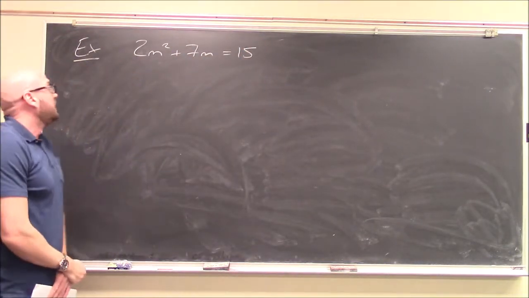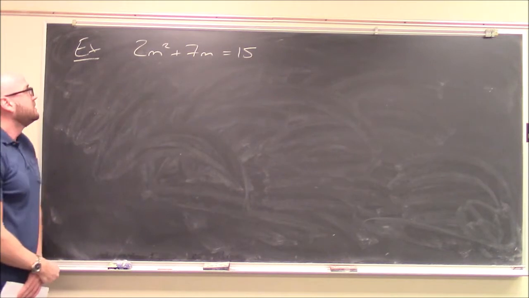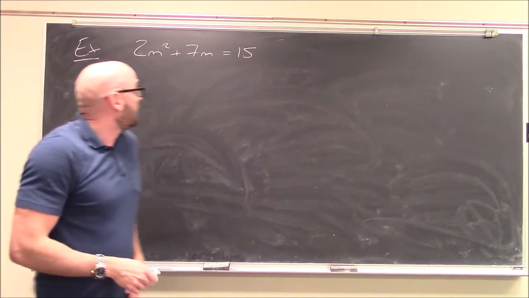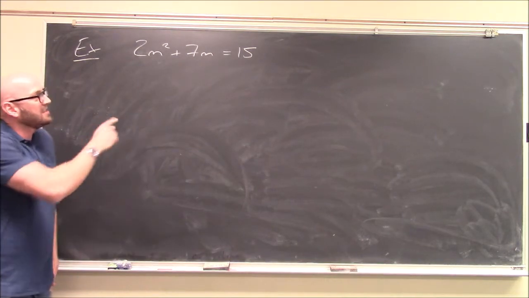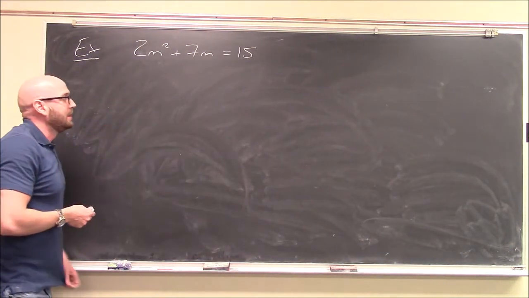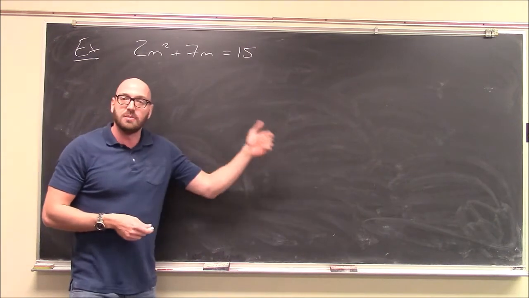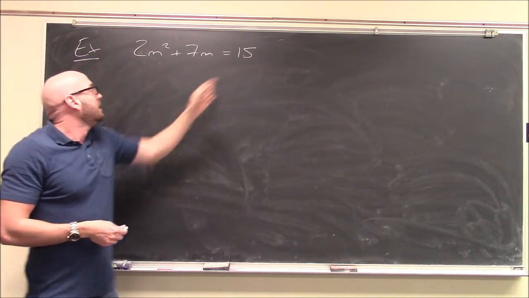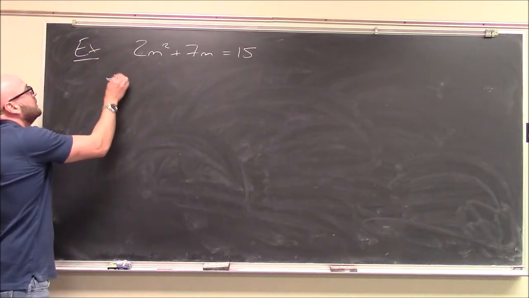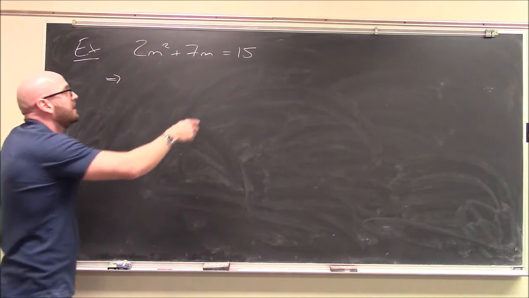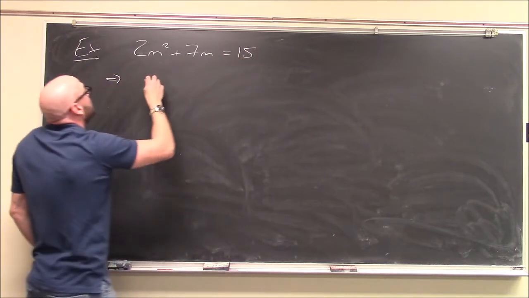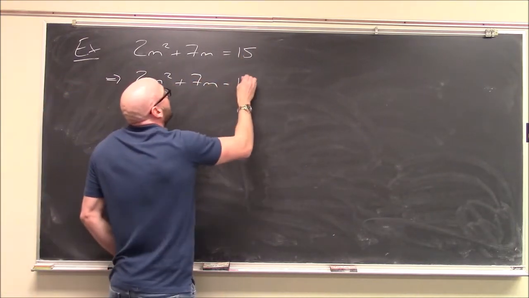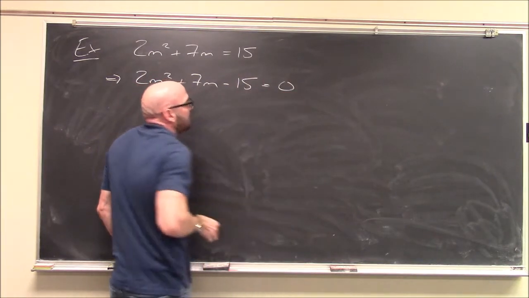Okay, so here's another one. 2m, I've just changed my variable name. 2m squared plus 7m equals 15. And I'm going through this example in particular because this doesn't look like a quadratic equation right now. Remember, quadratic equations are of the form ax squared plus bx plus c equals 0. This equals 15. So what I have to do first is put this in standard form. I need a 0 on the right, so I need to move this 15 over. This is 2m squared plus 7m minus 15 equals 0.